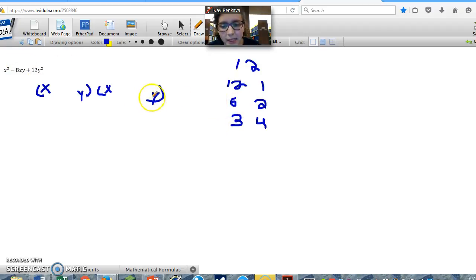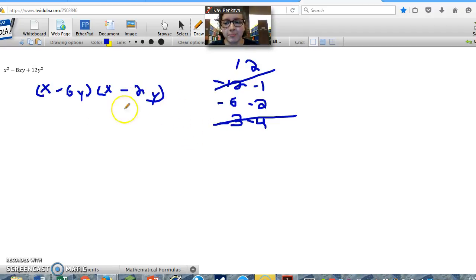So 12 has to be positive, so we can either use positive positive or negative negative. Since the middle term is negative, we're going to have negative negative. And which of these 2 pairs adds to 8? 3 and 4 does not work, so we're not going to use that. 12 and 1 does not work, but 6 and 2 does work, because negative 6 plus negative 2 is negative 8. So we'd have negative 6 and negative 2.